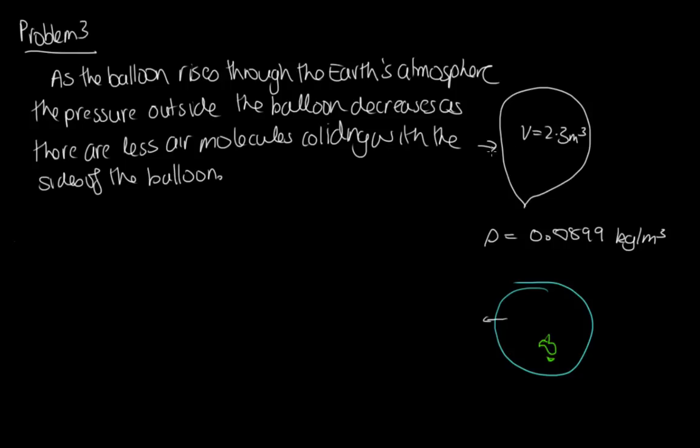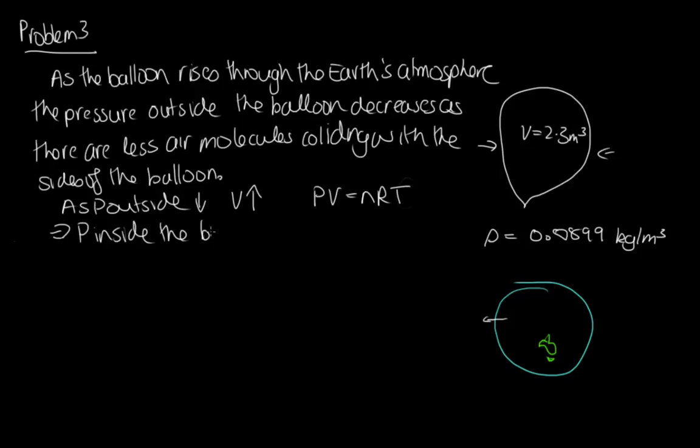there'll be less force on the walls of the balloon holding it in, and so this will allow it to increase. So as P outside goes down, the volume is going to go up, and as the volume goes up, because of the ideal gas law, PV equals nRT, from about 10 kilometers to about 33 kilometers, the temperature of the atmosphere is relatively constant. So if the volume goes up, then the pressure has to go down. So this is going to mean that the pressure inside the balloon decreases.